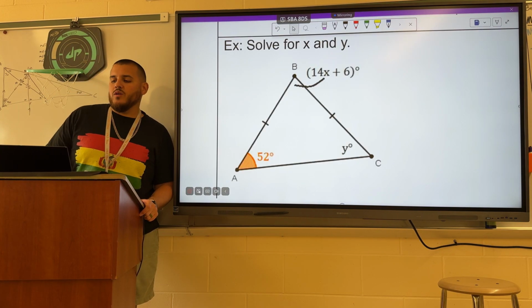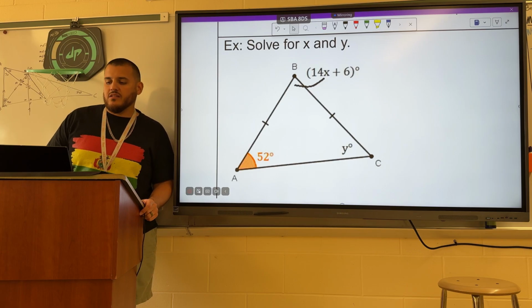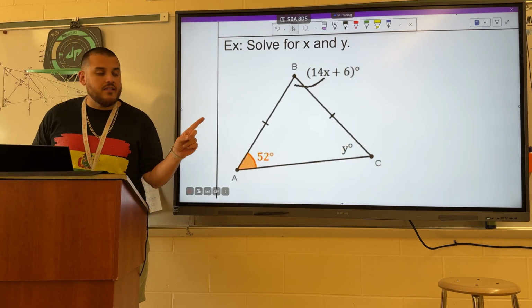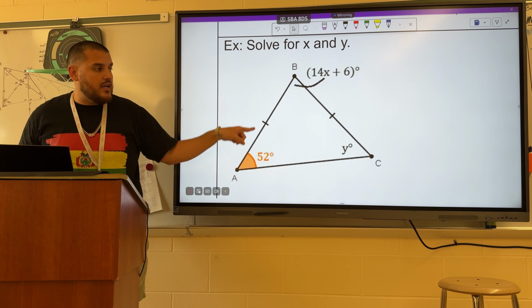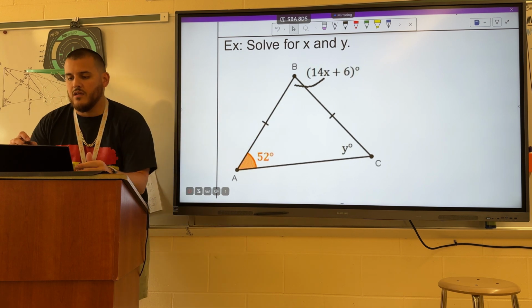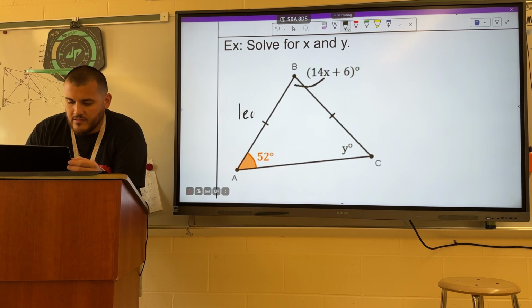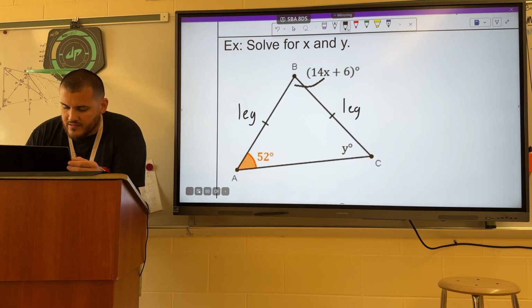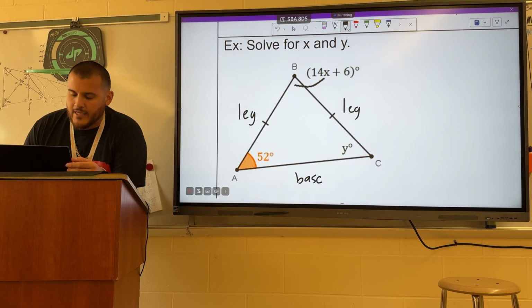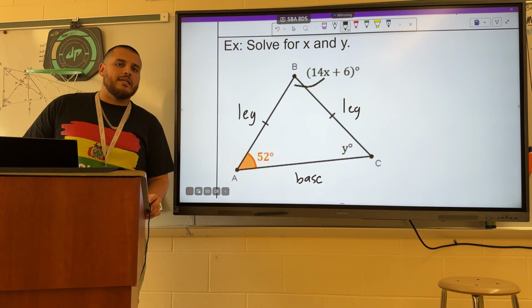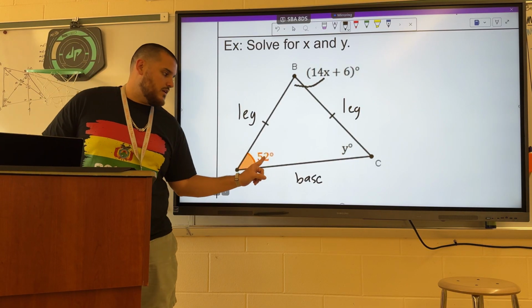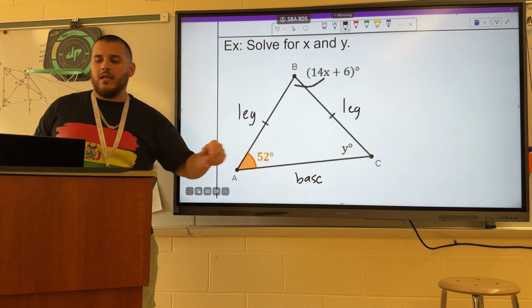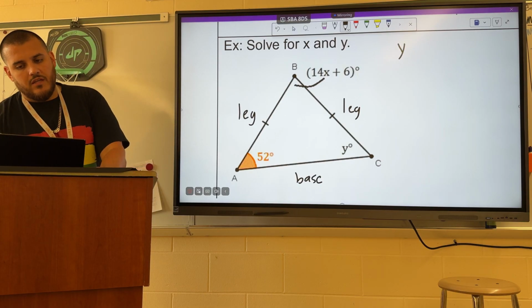Great example here to apply our knowledge of the angles of isosceles triangles. I can recognize this as isosceles because of my dashes. I see side AB here is congruent to side BC. Remember, that makes these the legs. So we got leg, leg. That makes this down here the base. And again, we know our base angles are congruent in the isosceles triangle. So because this angle is 52 degrees, that angle must also be 52 degrees.